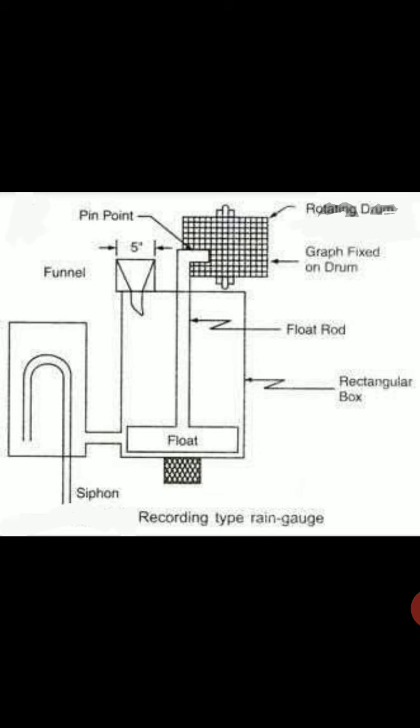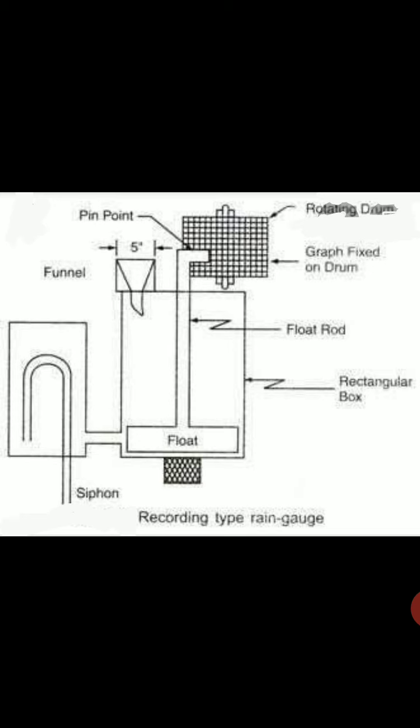Selection of rain gauge stations. The selection of a rain gauge station is very important. The following important points should be kept in mind while selecting the site for rain gauge stations. The first one is the site where a rain gauge is set up should be on level ground and in an open place. It should never be on sloping ground.